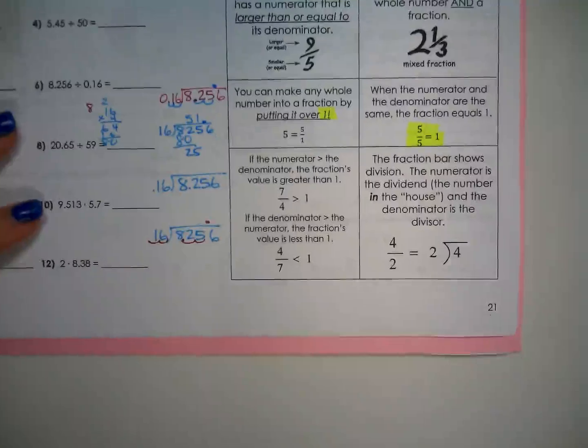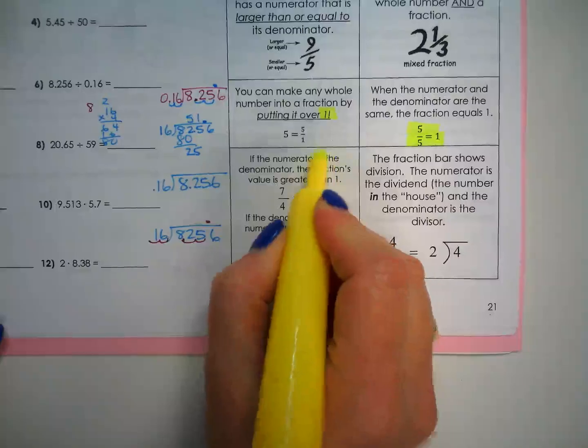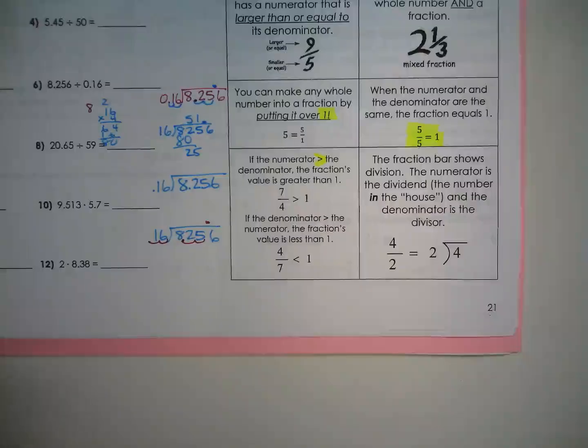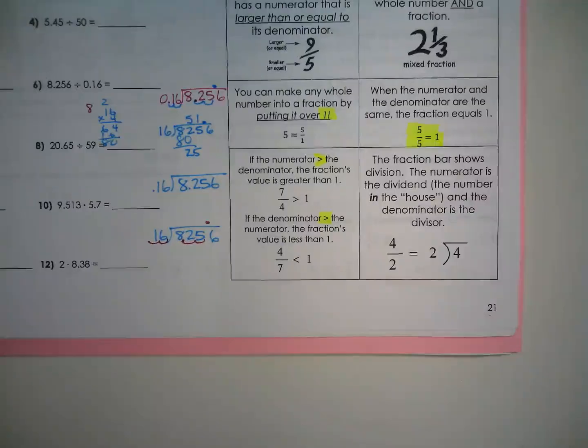If the numerator is greater than, bigger than the denominator, the fraction's value is going to be bigger than 1, right? If I've got more pieces than I needed to make one whole, my value is going to be more than 1. If the denominator is greater, so if that's the bigger one, then the fraction's value is less than 1, right? Because I don't have enough to make a whole group, okay?